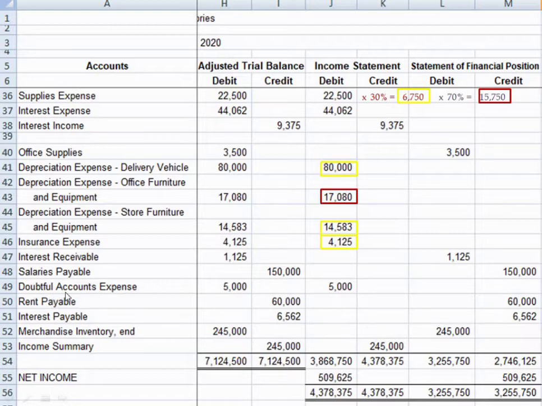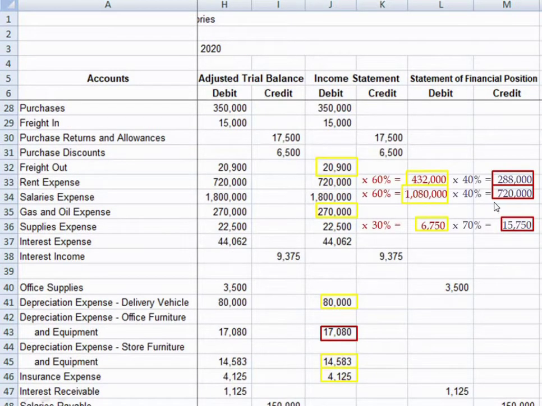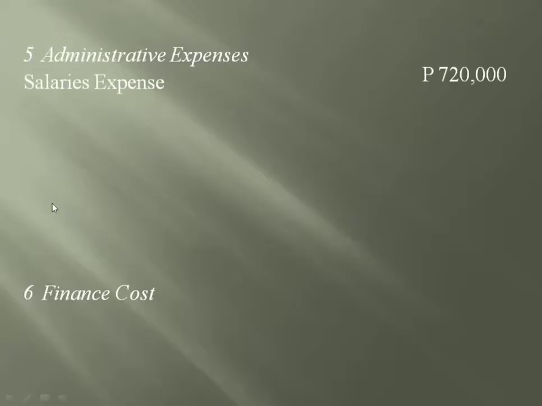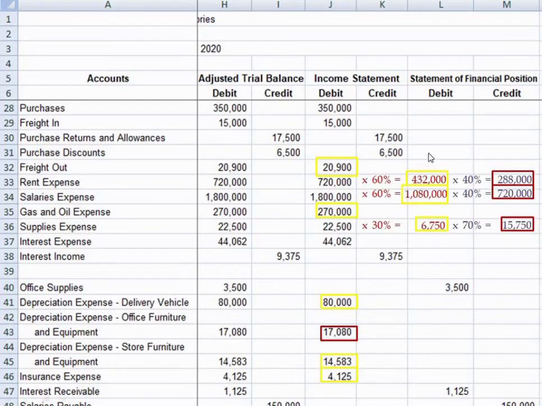And so is doubtful accounts expense because the problem is silent as to who grants credit to customers and is in charge of receivables collection. Highest administrative expense is 720,000 salaries expense. Forward now to the notes to financial statements. Followed by 288,000 rent expense.